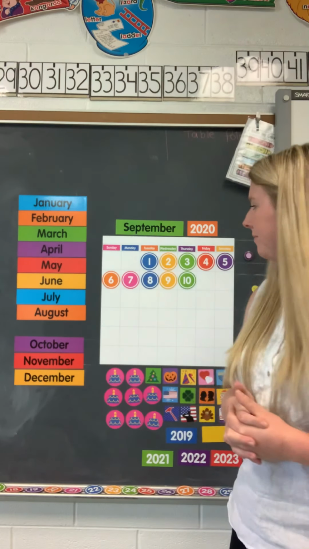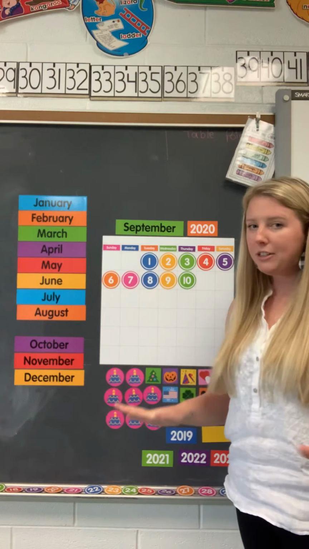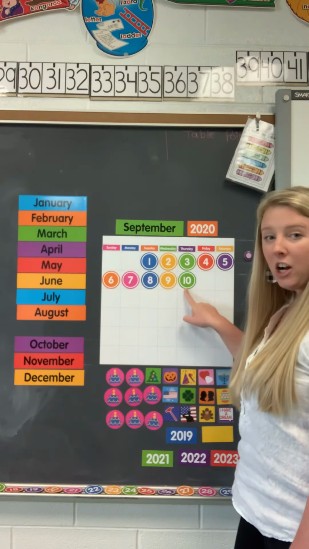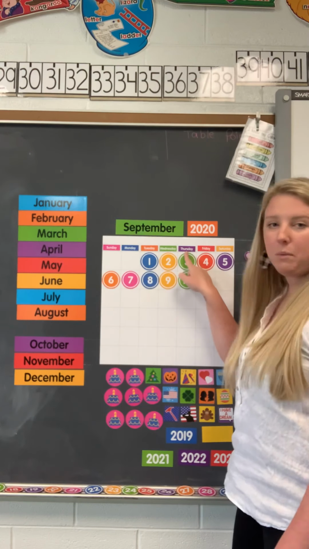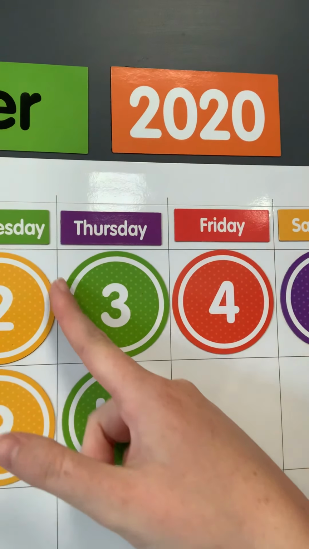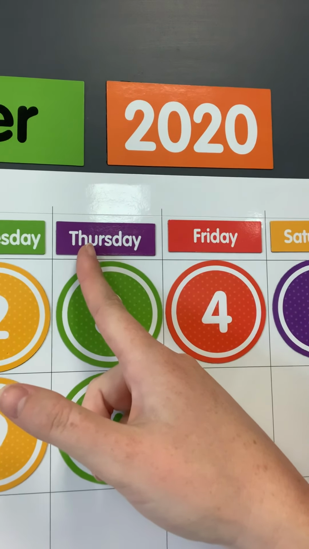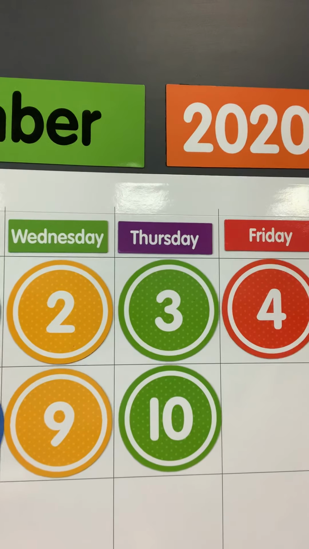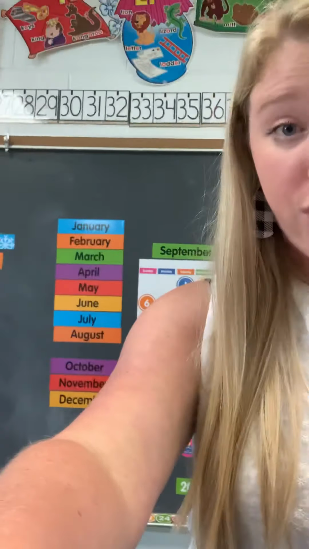How do we find out what day of the week it is? Let's look. Do you remember my trick? Find September the 10th. Take your finger and go all the way up to the days of the week, and I'm going to bring you closer. All right, here's our 10 going all the way up. What is this day? It's Thursday. Everyone say Thursday. Good job, boys and girls. Today is Thursday, September the 10th.